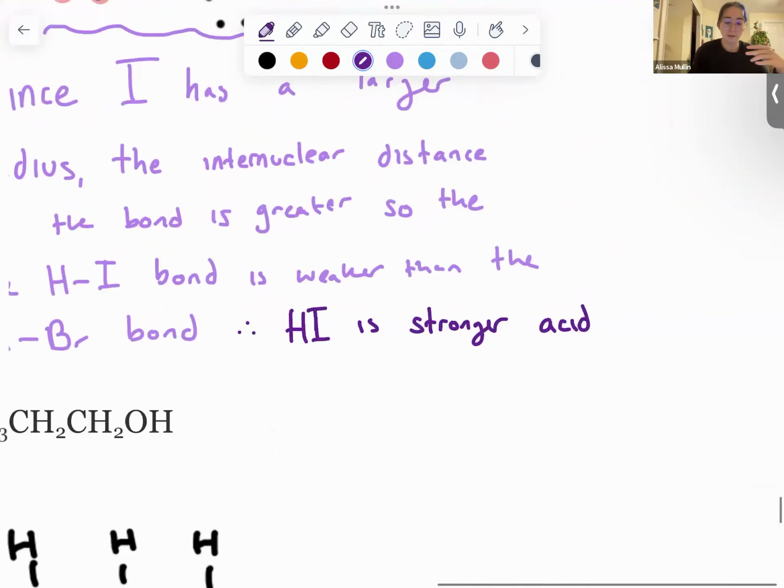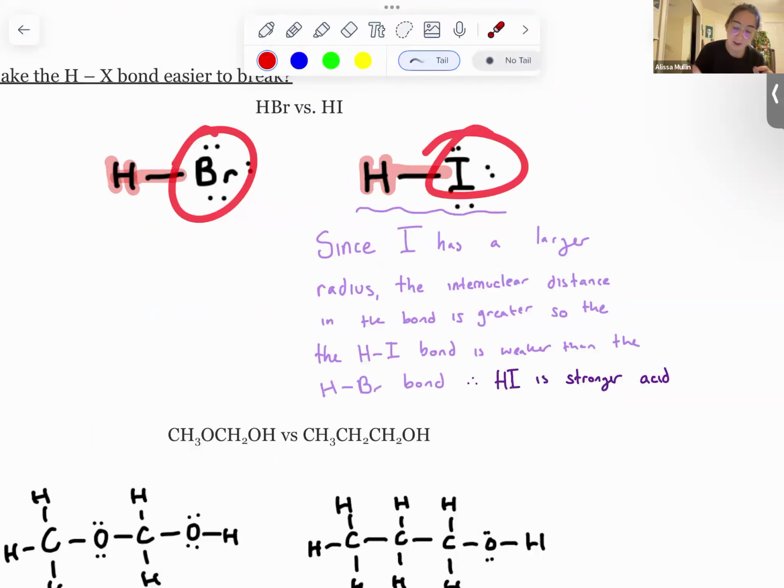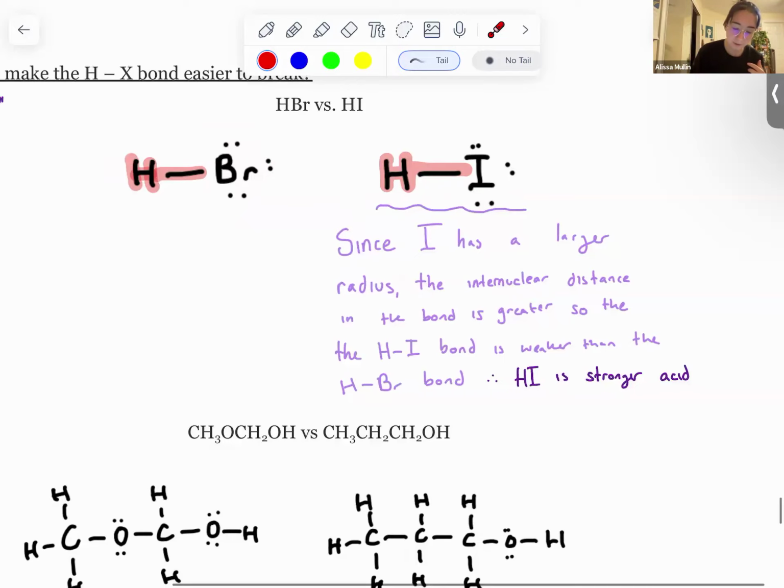Okay. So this factor really only matters if we are comparing cases where the thing attached to the hydrogen, the thing actually involved in the bond, has a size difference. It's not about the molecule size. So this is a rarer factor for us to consider, but something to keep in mind.